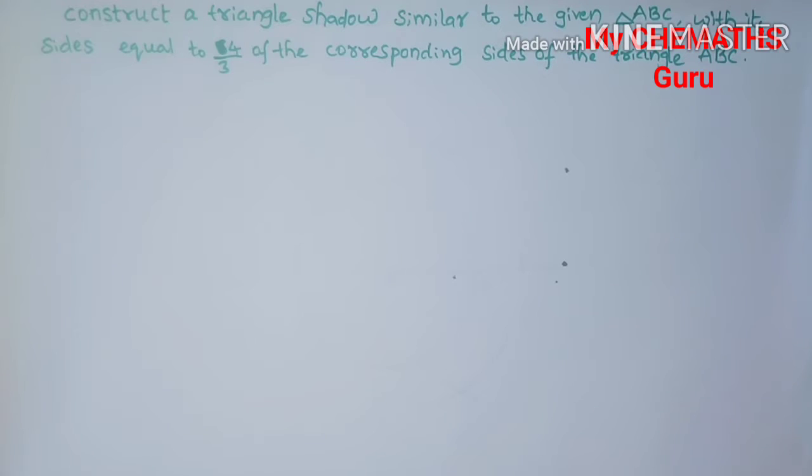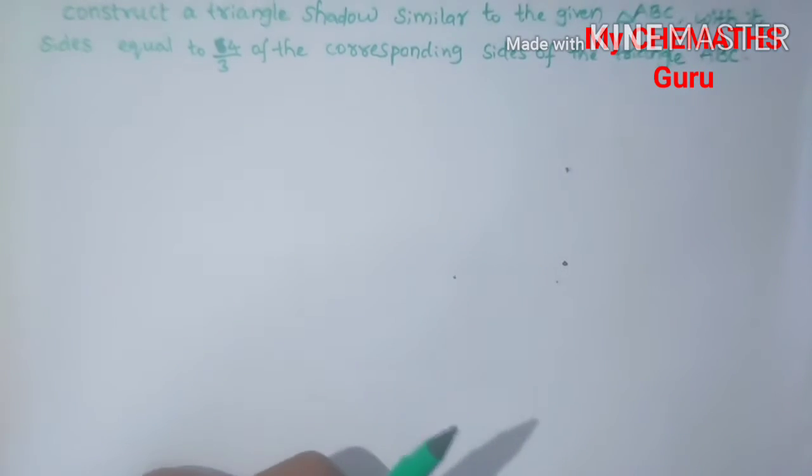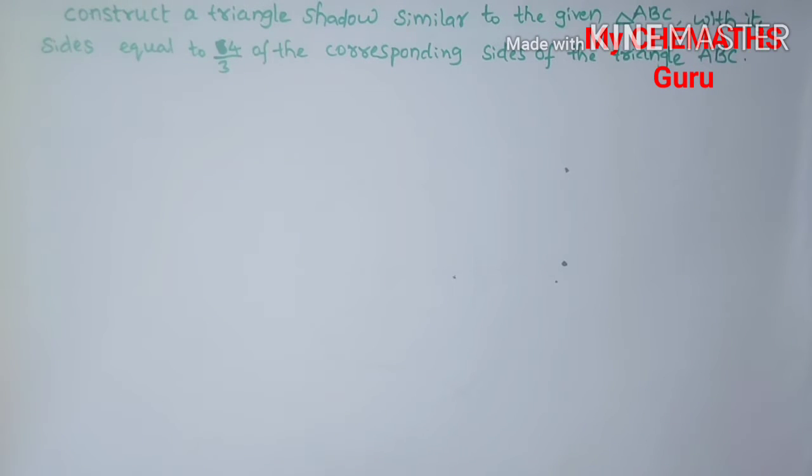See here, measurements are not given for a triangle, is it? So how to construct triangle ABC? That is our wish. Construct a triangle similar to the given triangle ABC with its sides equal to 4/3 of the corresponding sides of the triangle. So first construct a triangle.